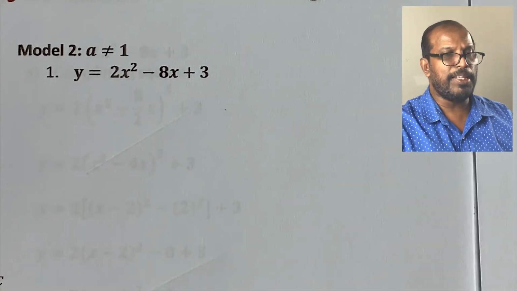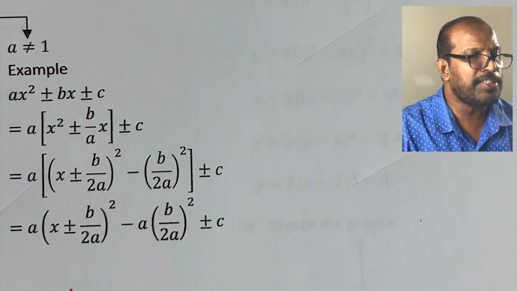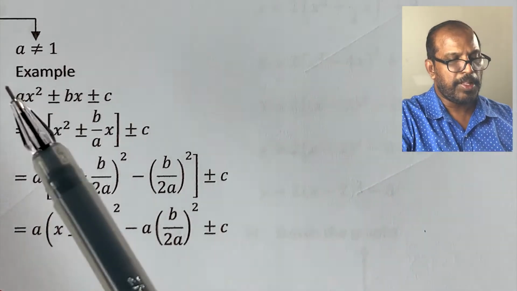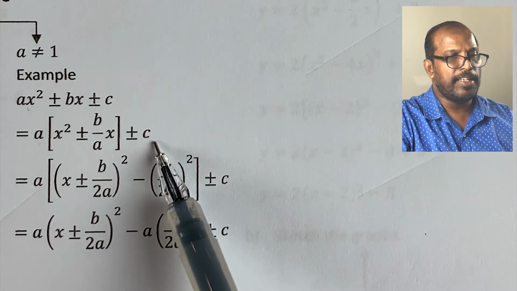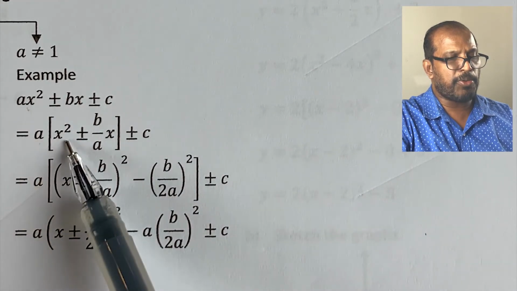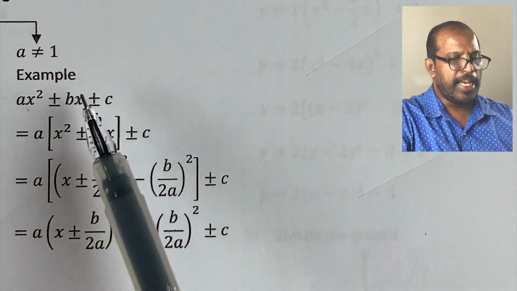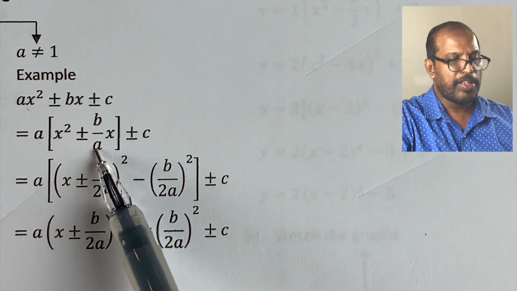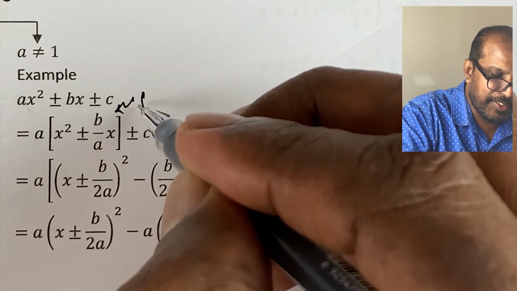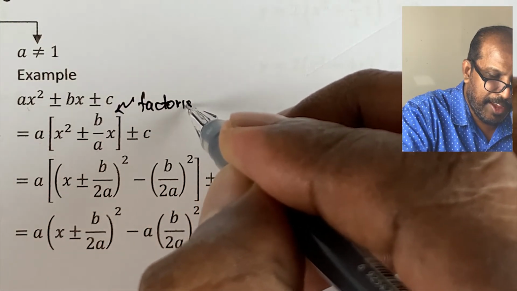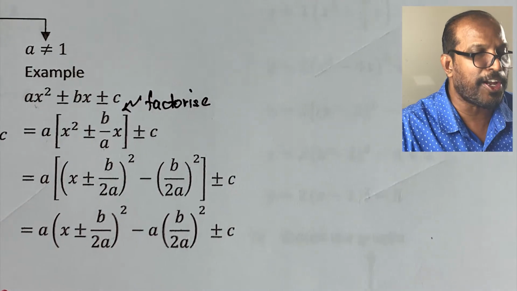So let's look at what the formula says. In this formula, I'm taking out the a. The plus minus here, I remain the plus minus c here. Because I take out the a, here remains x squared. If it's minus, then here minus, here plus, and this is b, but divided by a. So the first step, you know what I did? I factorized. Here I did factorization.